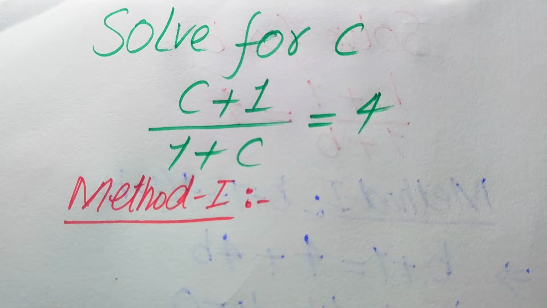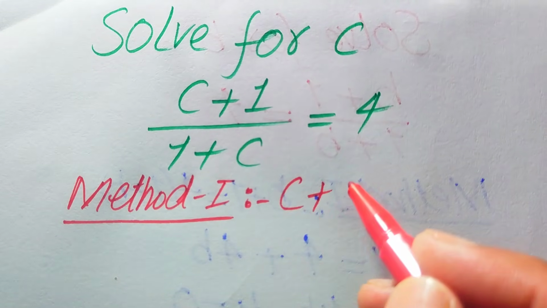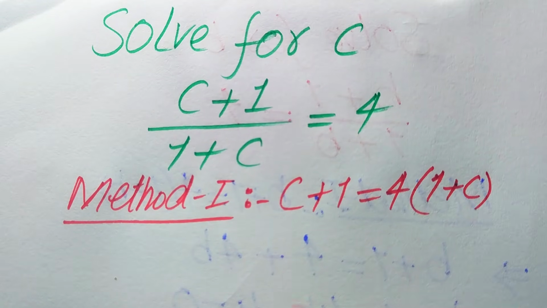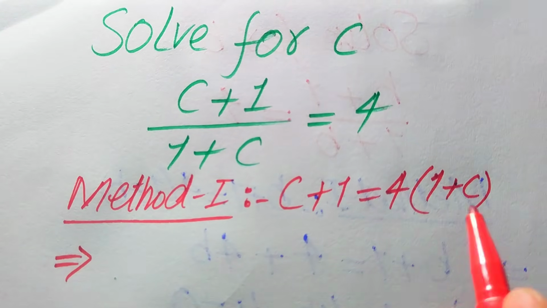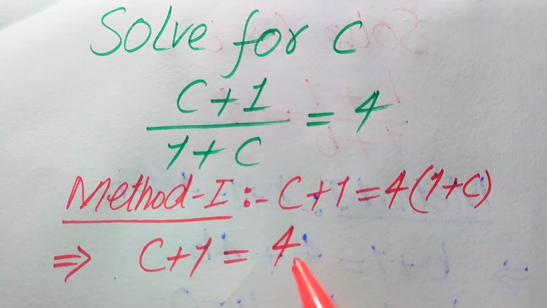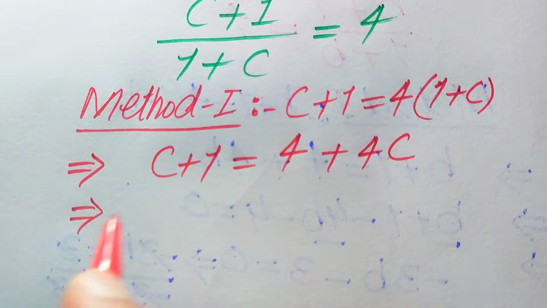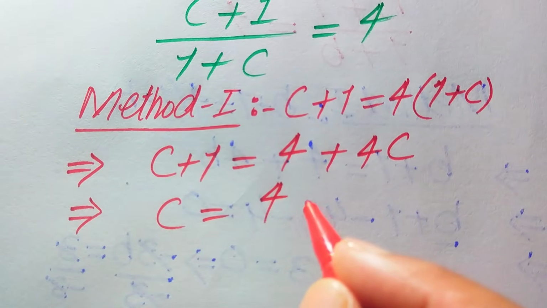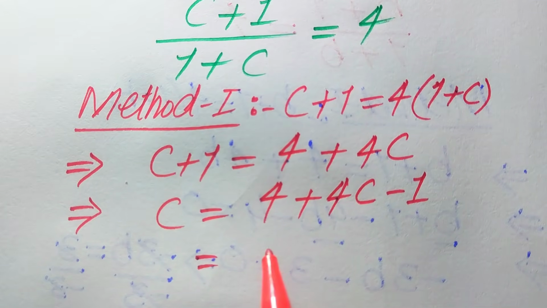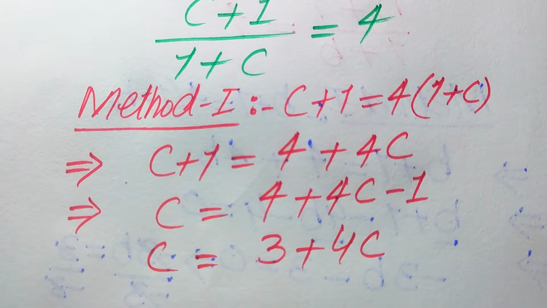And now we move towards the solution of this problem from the first method. Here we move the term 1 plus c to the right hand side, and we get c plus 1 equals 4 times (1 plus c). Now we multiply this 4 separately on both of these two values, and we get c plus 1 equals 4 plus 4c. In the next step we move the term plus 1 to the right hand side, and we get 4 plus 4c minus 1. Further, 4 minus 1 becomes 3 plus 4c.